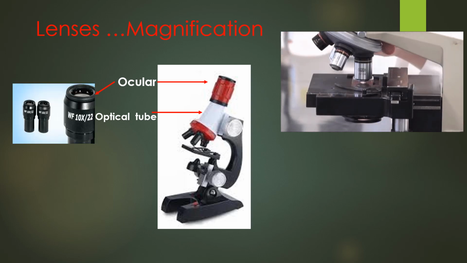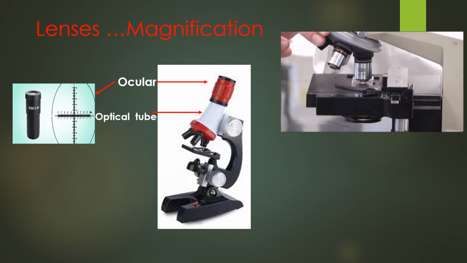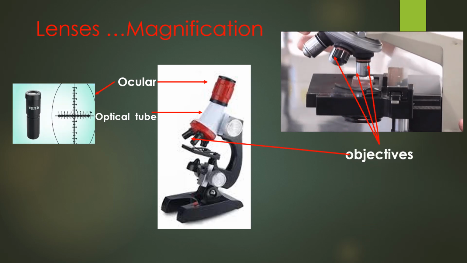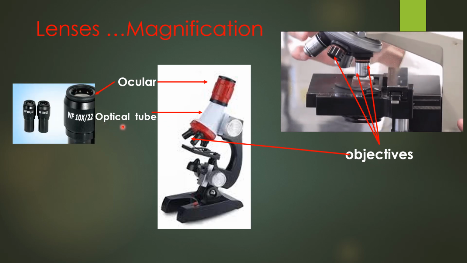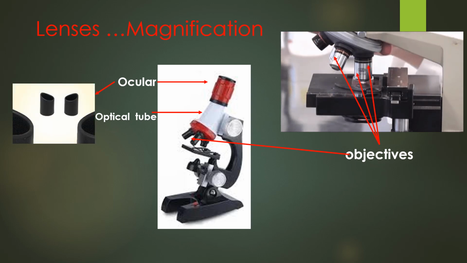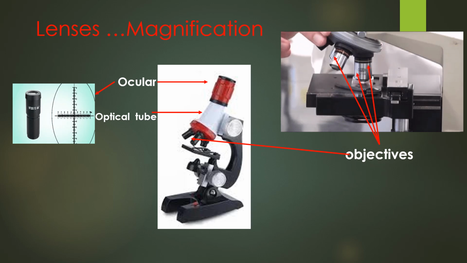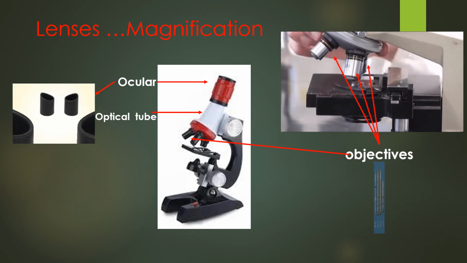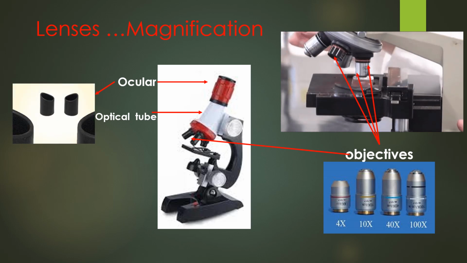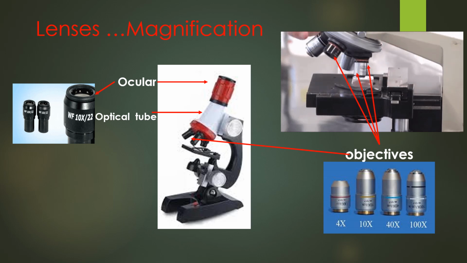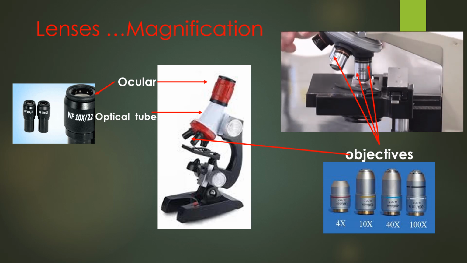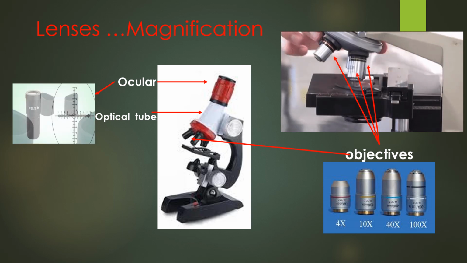And at the bottom, it carries the objectives. So these are the objectives. So again, the optical tube carries at the top the ocular, and at the bottom it carries the objectives. These objectives are the lenses that are placed near the object to be examined, the objective lenses.